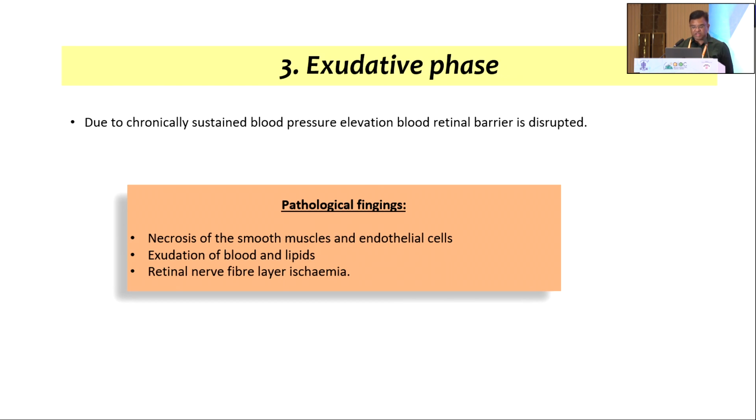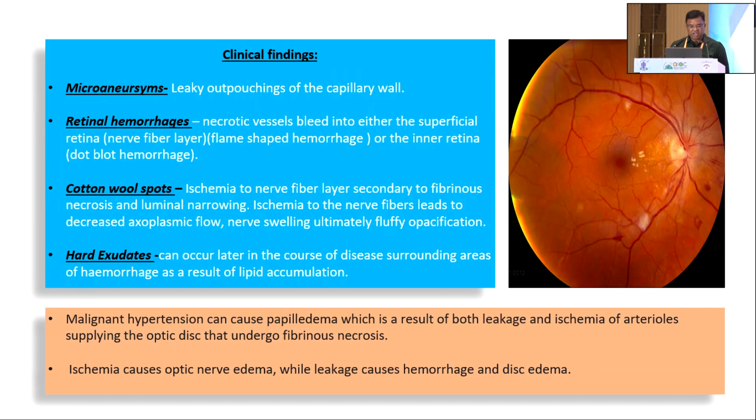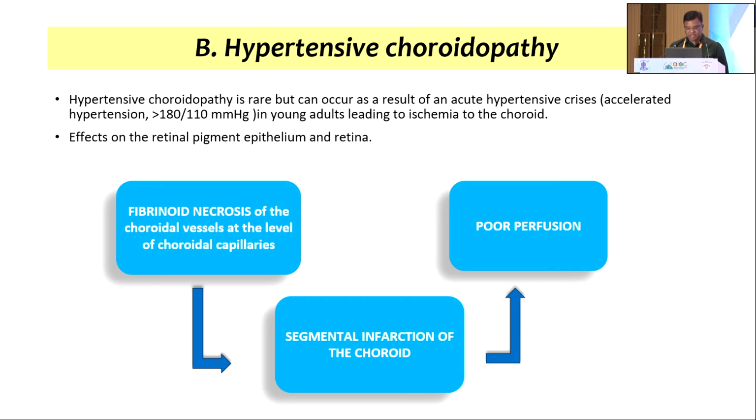Then we have the exudative phase, which occurs due to chronically sustained blood pressure elevation, in which the blood retinal barrier is disrupted. The pathological findings include necrosis of the smooth muscle and endothelial cells, exudation of blood and lipid, and retinal nerve fiber ischemia. So the clinical findings include microaneurysms, retinal hemorrhages, cotton wool spots, and hard exudates. Then we have malignant hypertension, which can cause papilledema, which is a result of both leakage and ischemia to the arterioles.